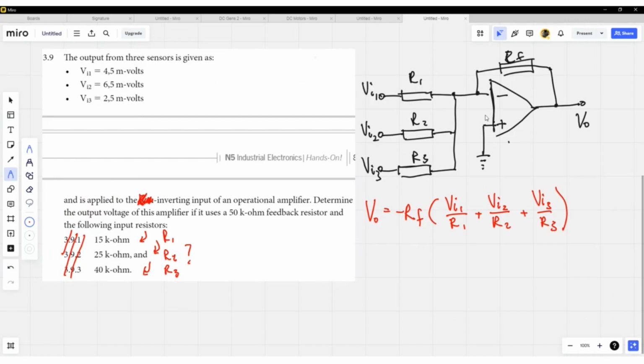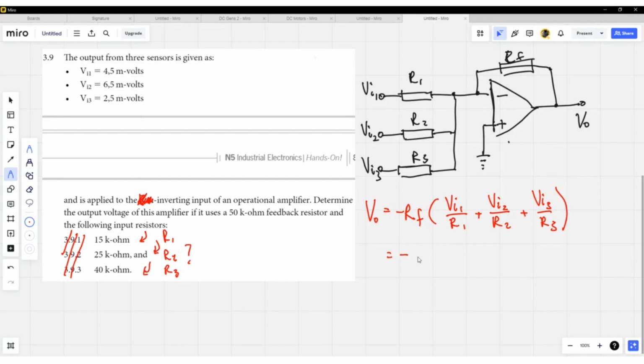You can actually add a fourth, a fifth, and a sixth input to the circuit, as long as you keep in mind that you can only amplify up to your supply voltage. So if your supply voltage is 15 volts, and the sum of these input voltages amplified equals more than 15 volts, you're going to saturate your amplifier, which is not going to destroy it, but you're not going to get an accurate result on your output.